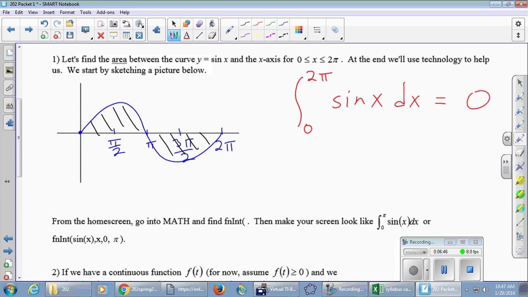So how about instead of doing it that way, let's go between 0 and pi. And then we'll just use some symmetry and double this answer at the end. Is that fair? So a 2 times in the front will give us our actual answer to this problem, the actual area.